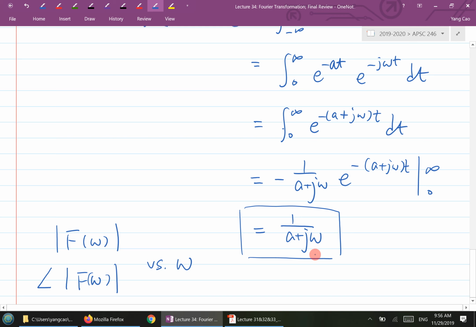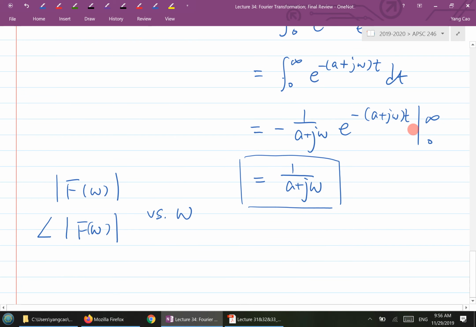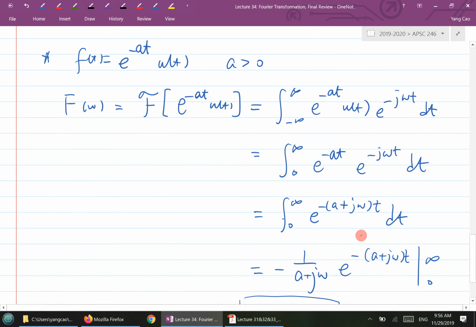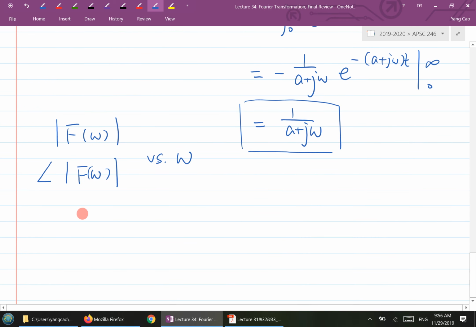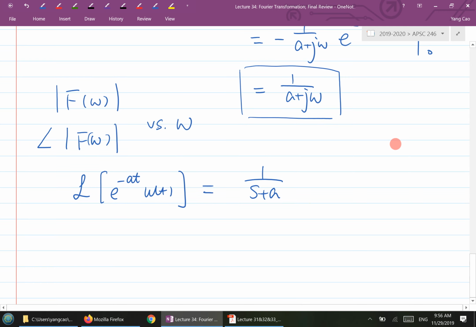But the point I make here is, you see this is 1 over this. For this exponential function, if you recall, what is the Laplace transform of this function? It is 1 over s plus a. So a very common connection, but this connection is not true for every situation. So if you look at these two connections here, if I let s equal to j omega, then the Laplace becomes what?